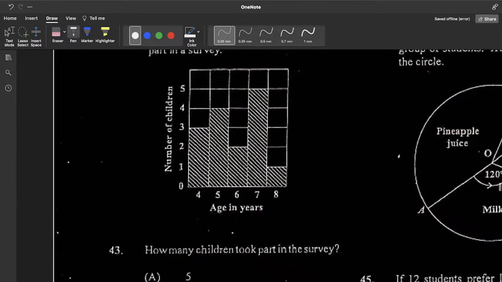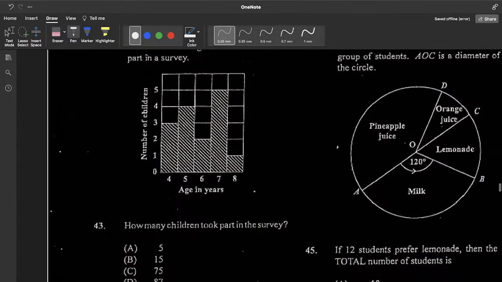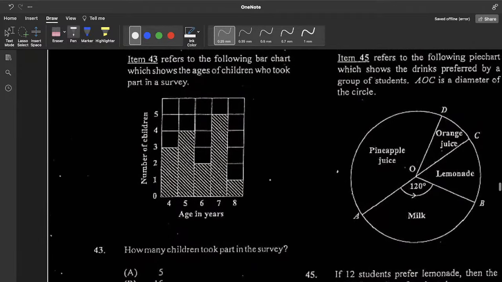Now this question says, how many children took part in the survey? This is testing your ability to read a chart. So children age 4, we had 3 of them. Age 5, we had 4 of them, so 3 plus 4. Then age 6, we had 2 of those. Age 7, we had 5 of those. Age 8, we had 1 of those. So all we have to do is add up these numbers.